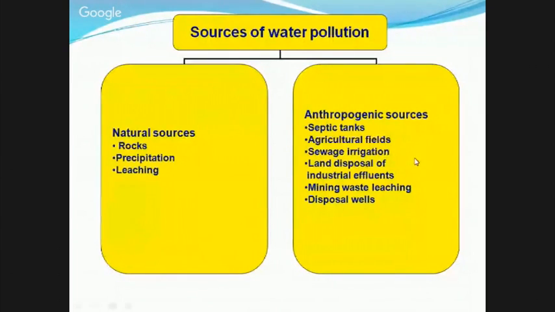Then you have the anthropogenic sources. Basically, we get seepage from septic tanks, agricultural fields where we use excess fertilizers, and sewage irrigation. Sewage is, I think, one of the major problems, of how to treat the sewage from different cities. Then there is land disposal of industrial effluents, mining waste, and leaching and disposal of wells.